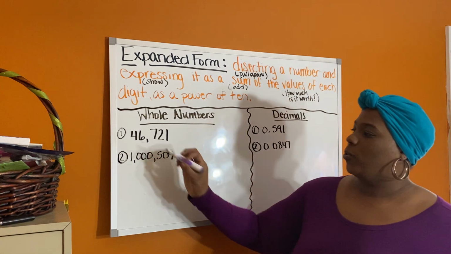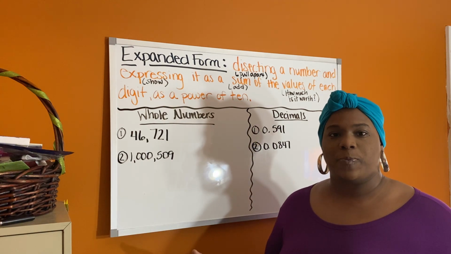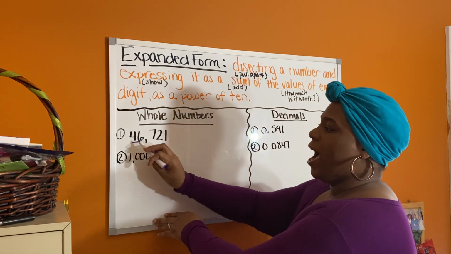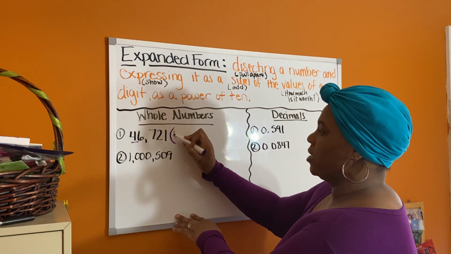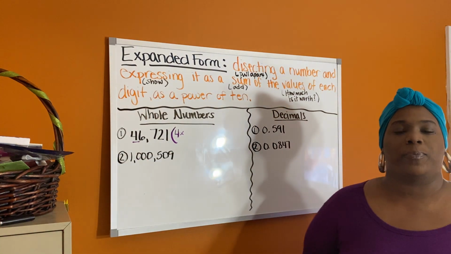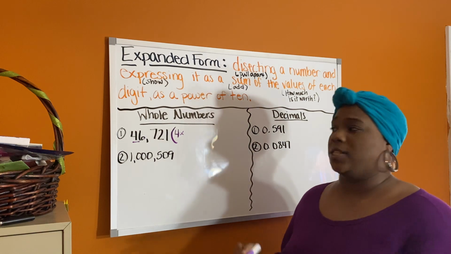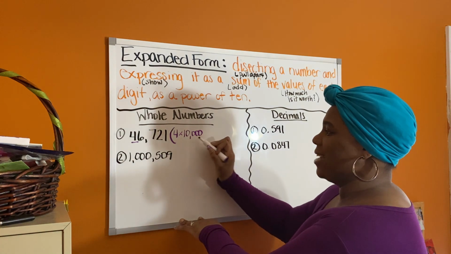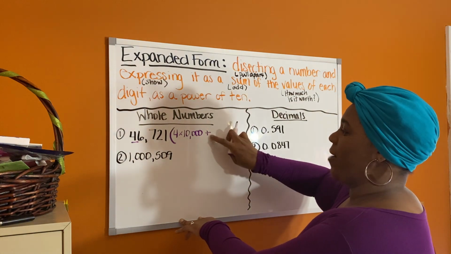So let's start off with 46,721. When you break a number down to expanded form, you start with the biggest value. Here I have a 4, and in order to get its full value, I'd have to multiply 4 by whatever the place value is. I know that it's in the ones, tens, hundreds, thousands, 10,000s place. So I'm going to do 4 times 10,000. That represents my 40,000. Now, we said it's the sum, so we have to add.